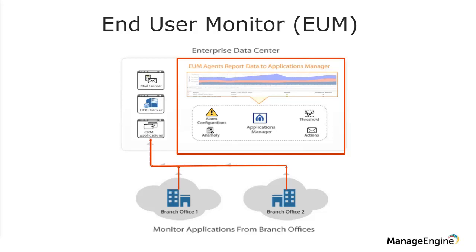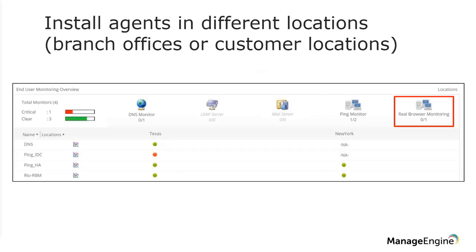Now, this branch location could be either your own branch offices located in different parts of the world, or these could be your clients that are placed in different parts of the world. So these agents collect real-time metrics from these branch locations and then send them to the parent Applications Manager setup. I think this image here should help us understand better.